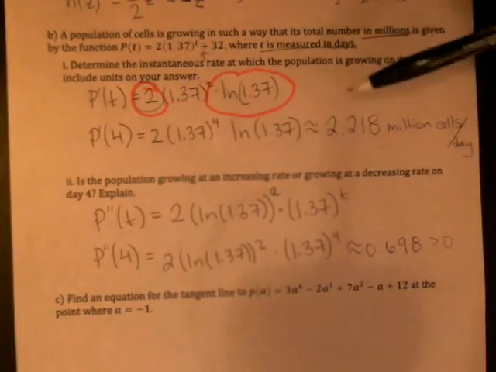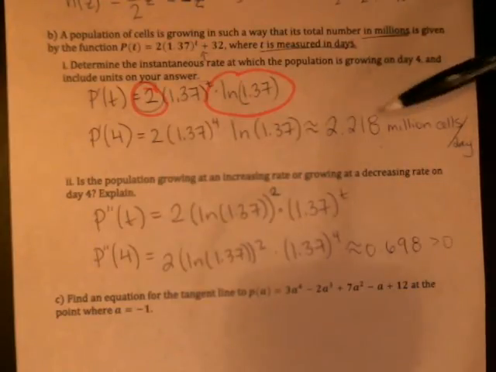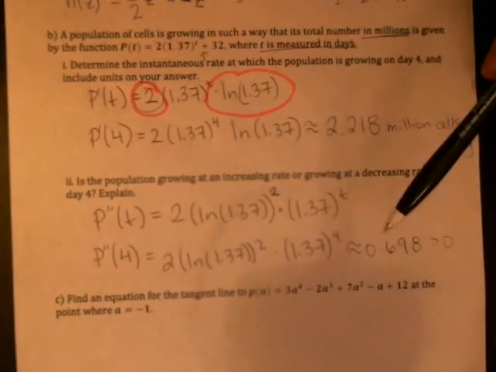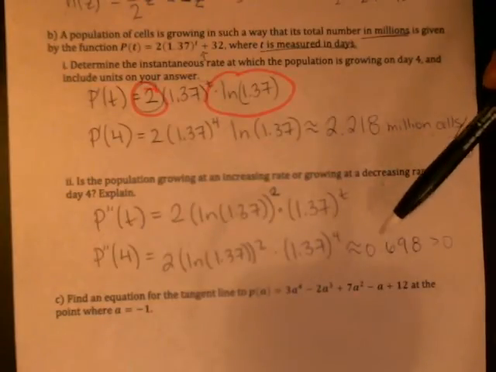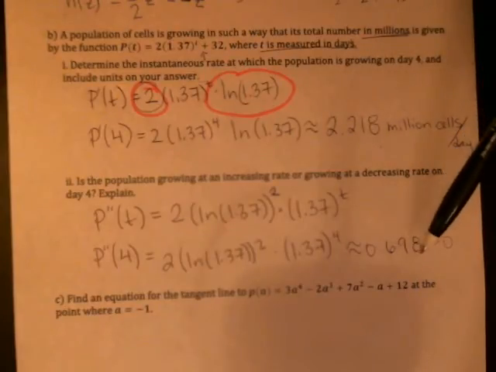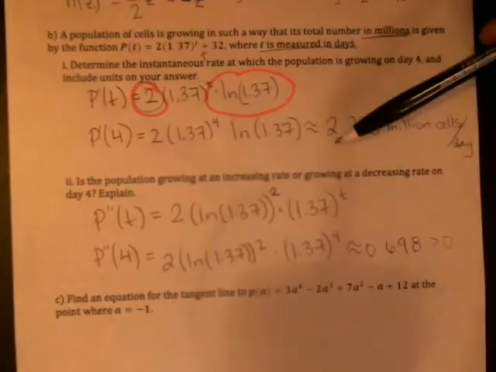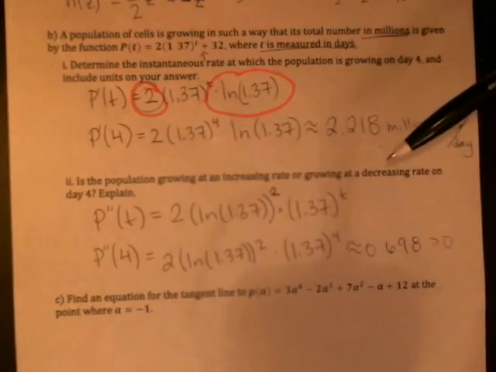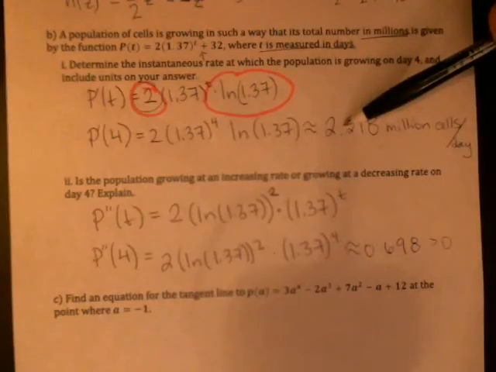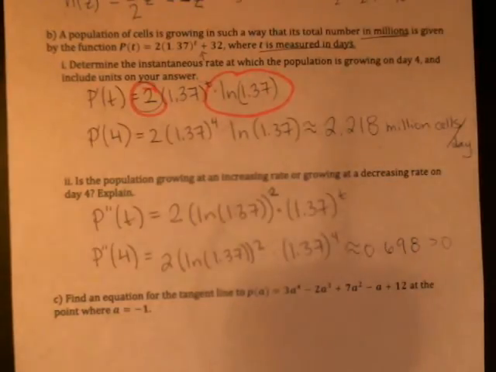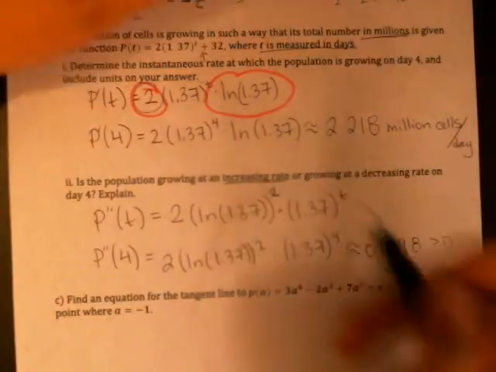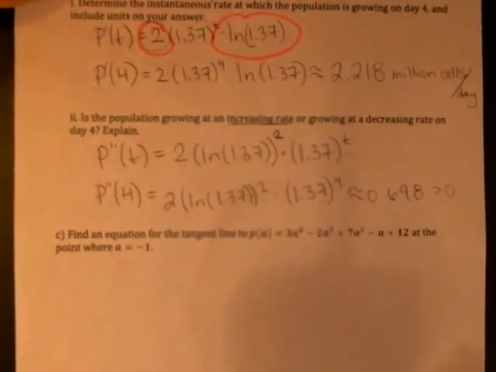So we expected it to increase by about 2.2 million cells on day 4. On day 5, we expect it to increase by about 2.2 million plus another 0.7 million. The rate is increasing. So by about 2.9 million cells on the next day. So this is how much we expect the growth rate to increase on day 4. So let me see the word increasing or decreasing. So it's at an increasing rate. The rate of change is increasing.